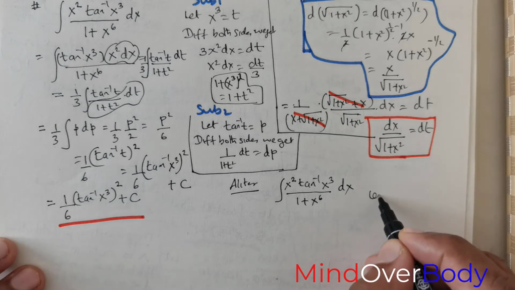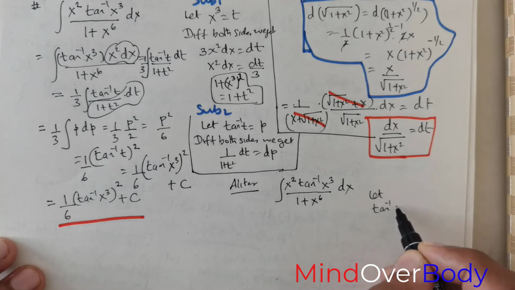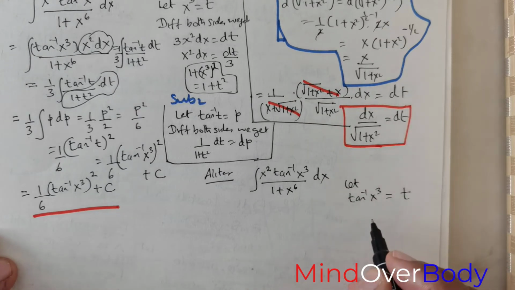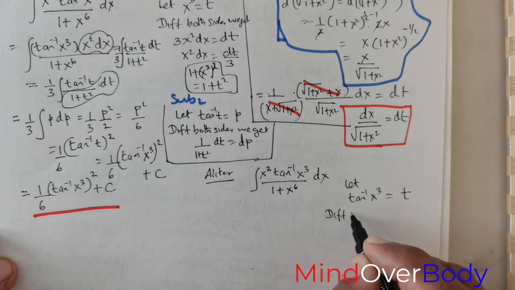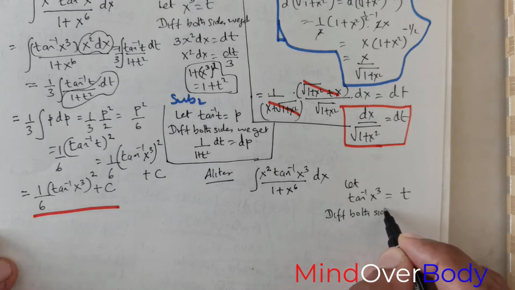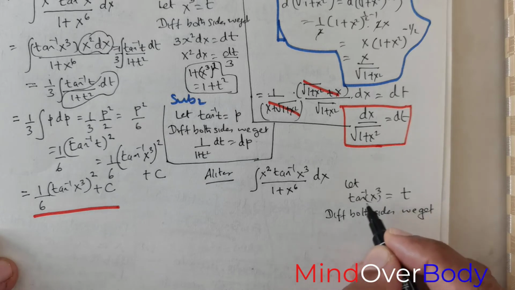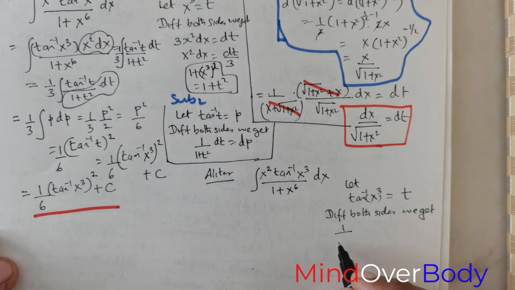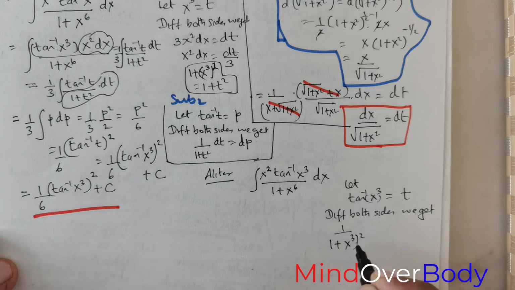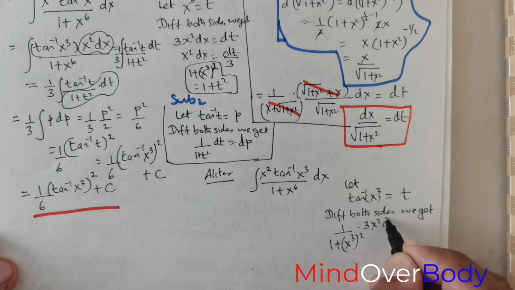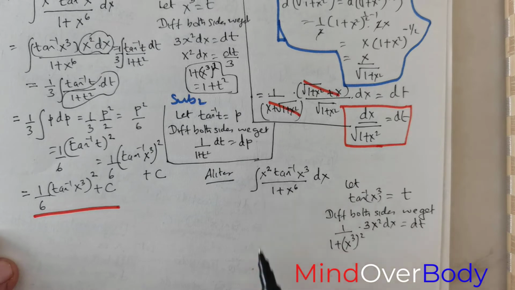Now what I'm going to do is let tan inverse of x cubed be equal to, say, t. Now differentiating both sides, we get, so differentiation of tan inverse of t is what? It's going to be 1 over 1 plus t squared. So in place of t, I get x to the power of 3, and that has to be taken to the power of 2, times differentiation of x cubed. That's going to be 3 times x squared dx. On the right we get dt. But as I mentioned to you, there isn't any 3 there.